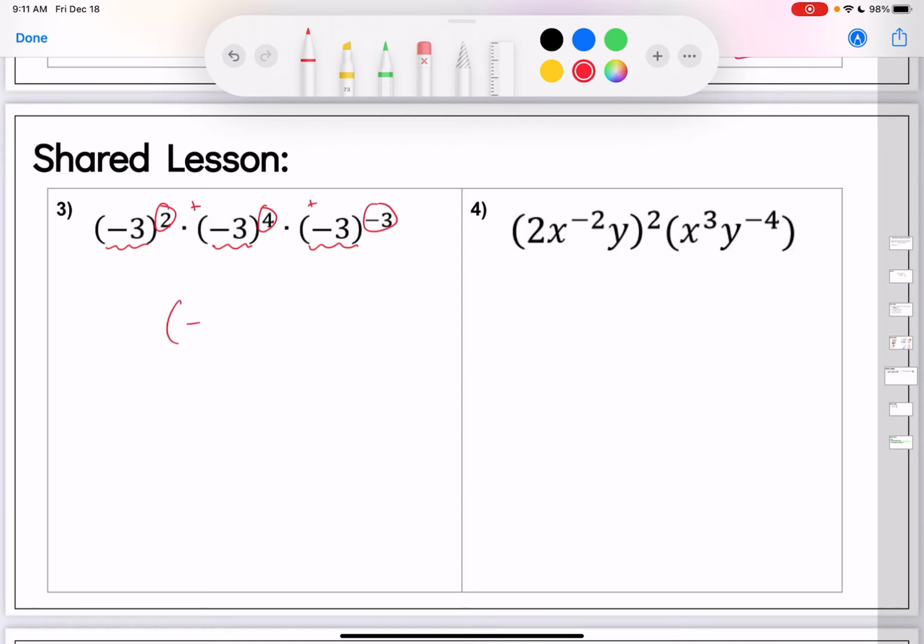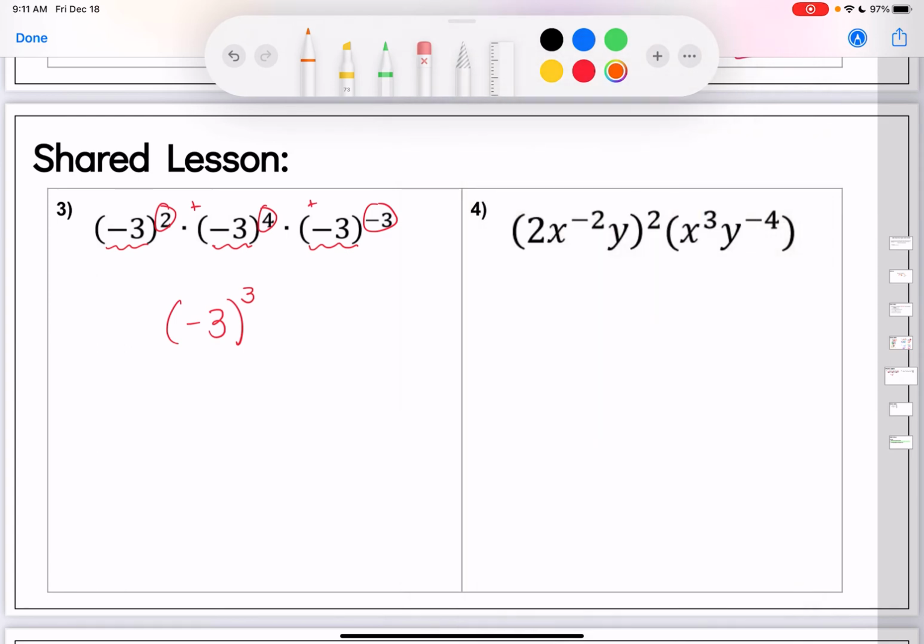So my base stays the same, so I have negative 3, and let's see, I have 2 plus 4 is 6, minus 3 is positive 3. 2 plus 4 plus negative 3 gives me an exponent of 3. And now I don't have to move anything at all. Now remember, this is a numerical base. Negative 3 to the third power.